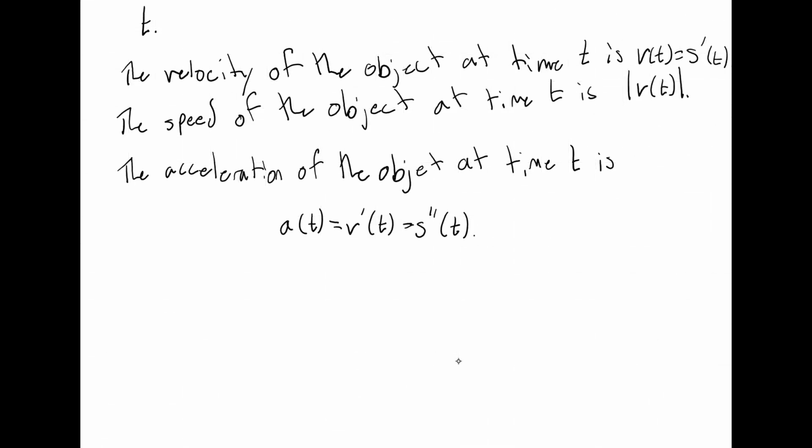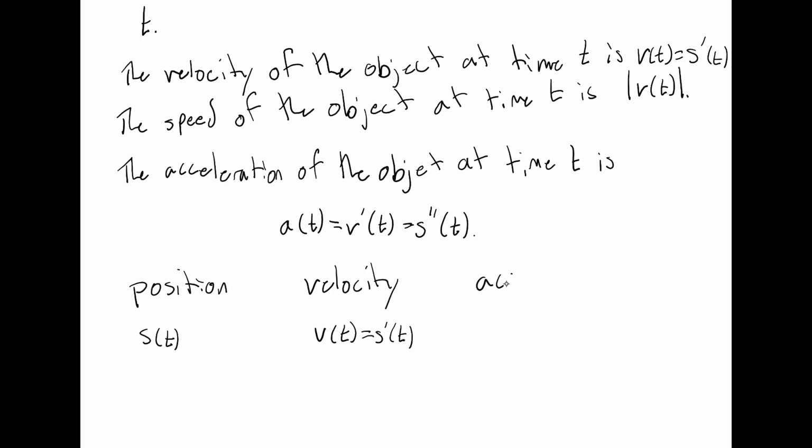So very simply, we have position, which is s of t. We have velocity, which is v of t, which is just s prime of t. And we have acceleration, which is a of t, which is v prime of t, which is s double prime of t.